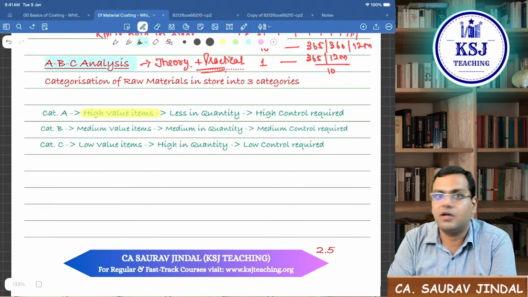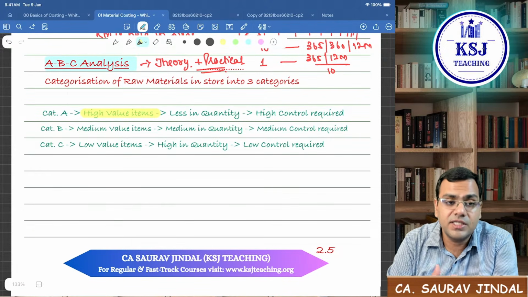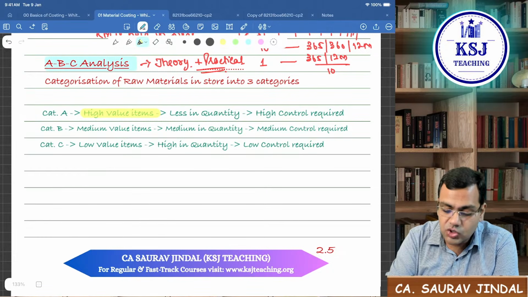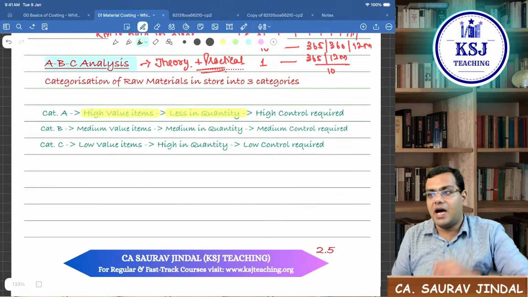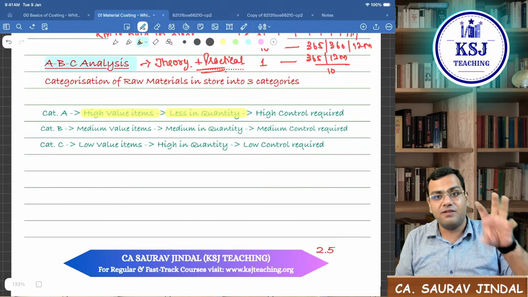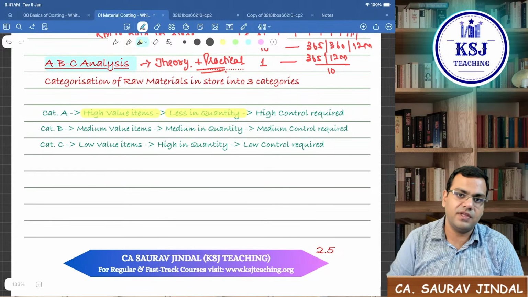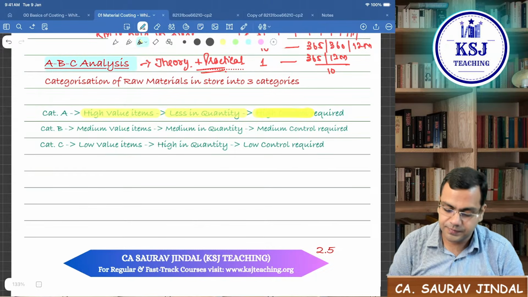Items worth 1 lakh, 2 lakh, 5 lakh rupees, machinery, some important parts. So high value items. These items are less in quantity. Since it is a high value item, more control will be required, that is, more checks to ensure there is no theft of that particular item. So high control is required.